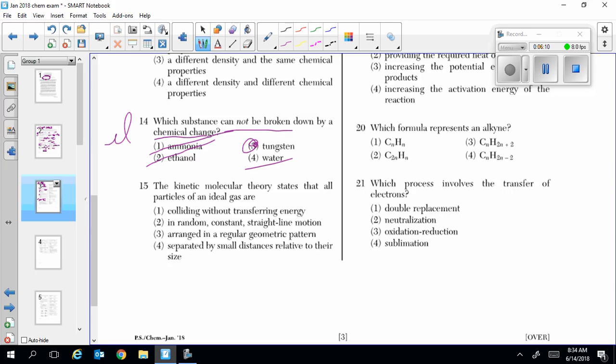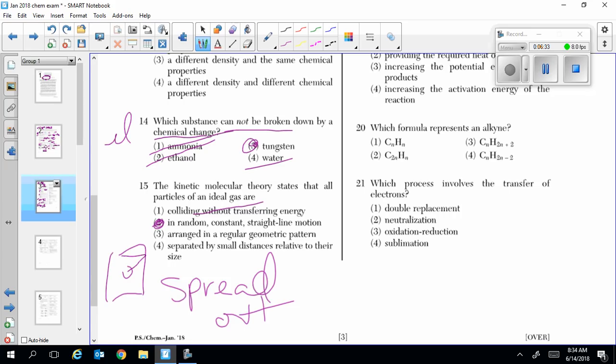The kinetic molecular theory states that all particles of an ideal gas are... All right, when I think ideal gas, I always want to think spread out. So colliding without transferring energy? Ooh, when they collide, they do transfer a little bit of energy. In random constant straight line motion, yes, that describes. Think of it like a screensaver, and the little gases are going boing, boing, boing. That's how it works.